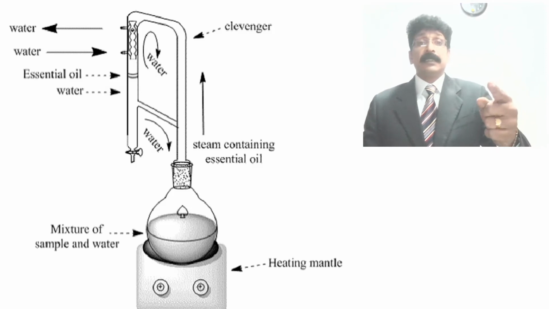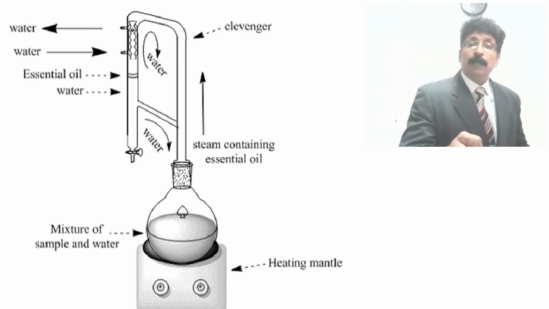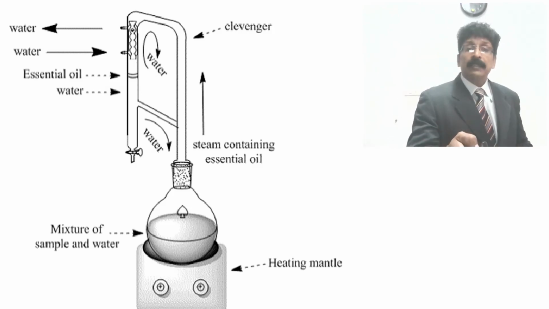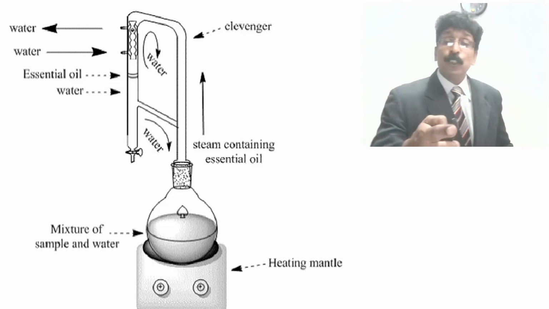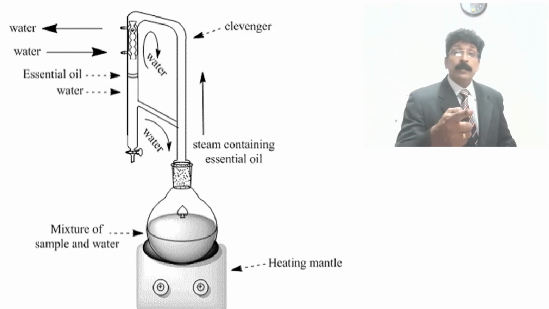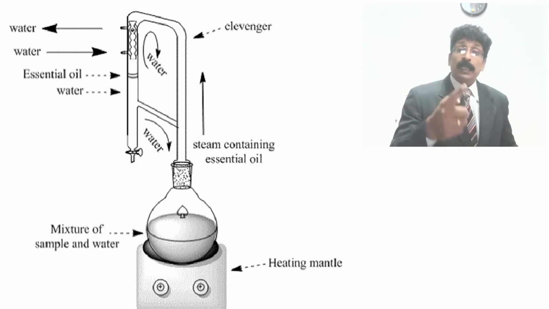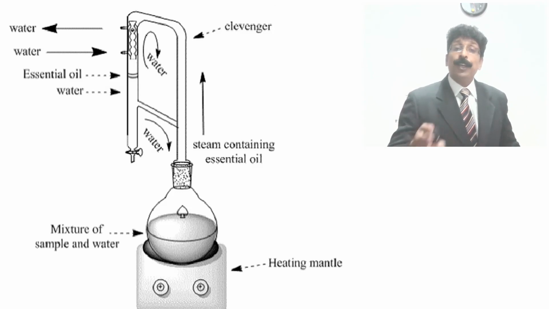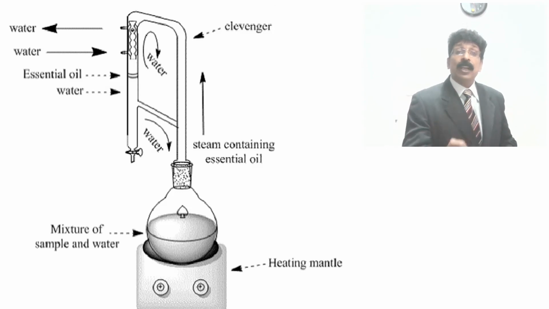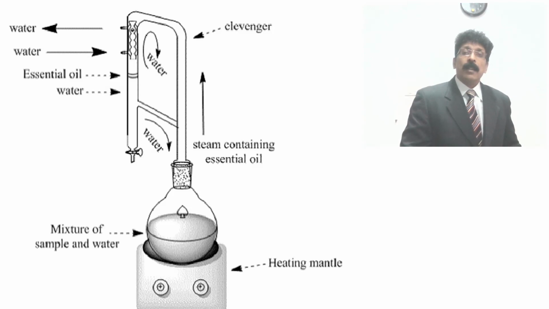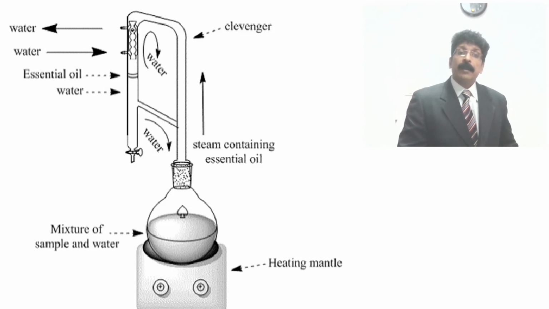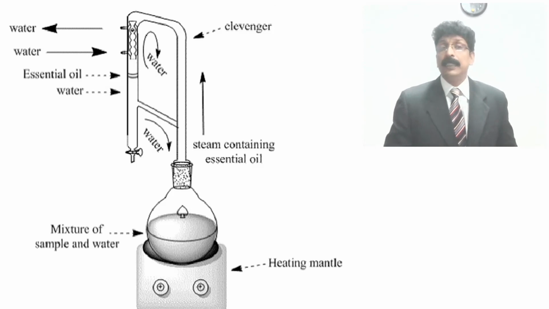We can see here the apparatus showing a heating mantle, and the material from which you want to separate the volatile oil is kept in the round bottom flask, and water is added. When you heat, the steam containing the essential oil will come into the Clevenger apparatus, entering the condenser area, and there essential oil and water will be collected in the burette-like apparatus which you are seeing there.